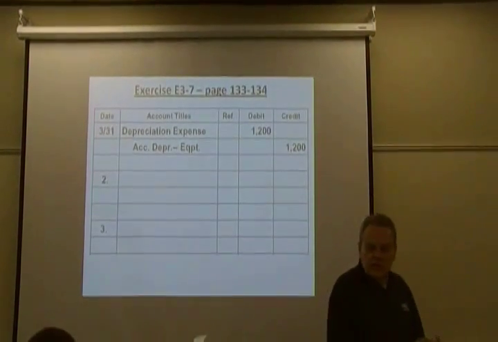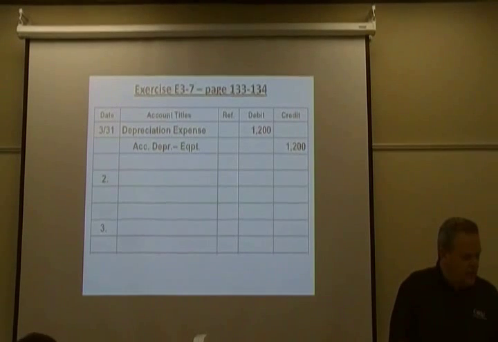Then let's do another one of the adjusting entries out of the exercise. Exercise 3.7 says 2.